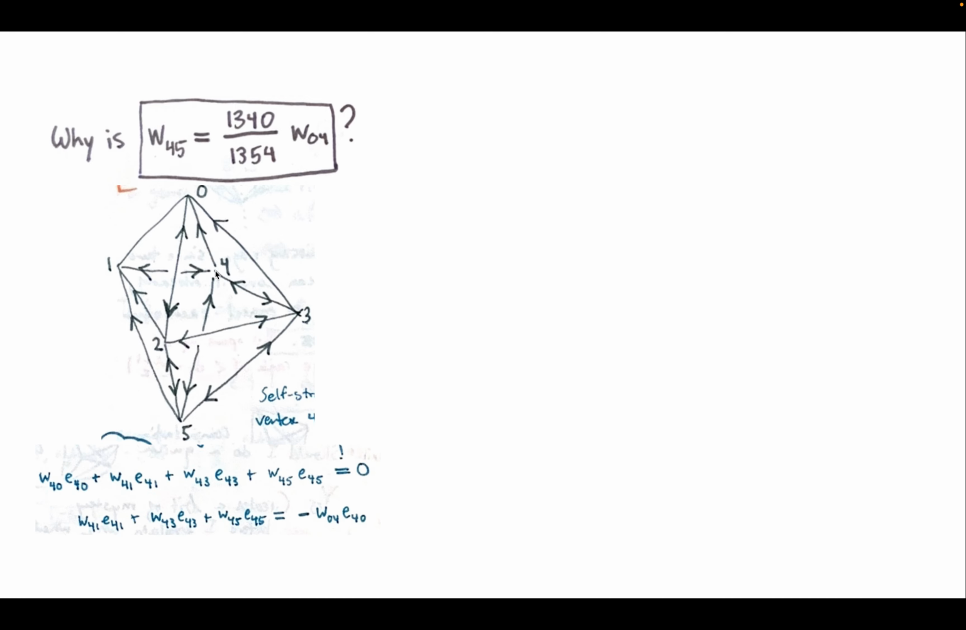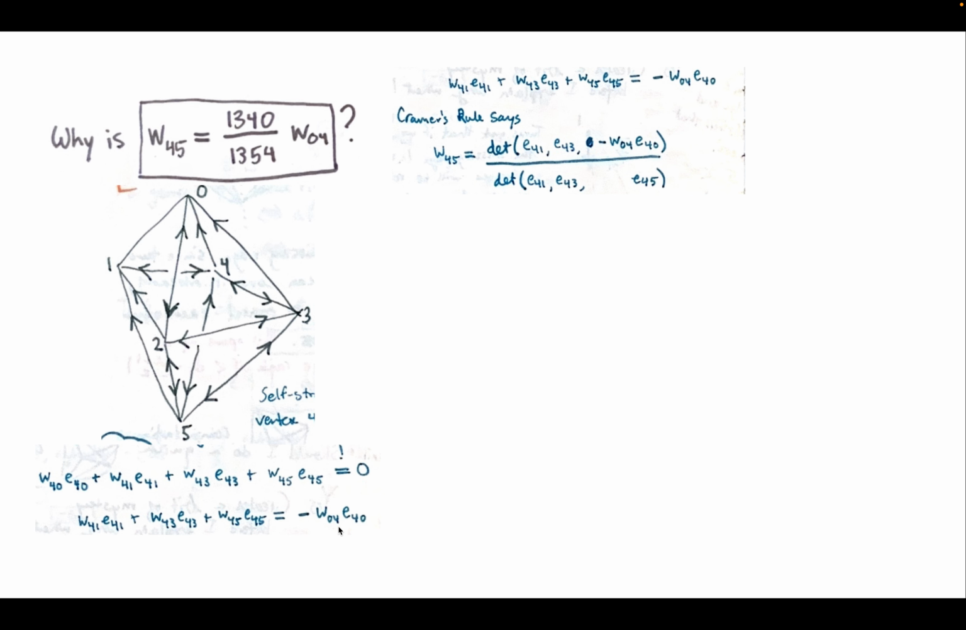So first, if we just look at vertex 4, a self-stress means that all the forces from these 4 edges need to balance to 0. That's a self-stress at vertex 4. And so we're just going to move the 0, 4 term to the right side. Cramer's rule says that we can look at this equation. This is a number times a vector plus a number times a vector plus a number times a vector. And we can solve for this number W4, 5 by a ratio of determinants. We're plugging in the right-hand side for this third column on the top and then dividing by the determinant of the 3 by 3 matrix on the bottom.